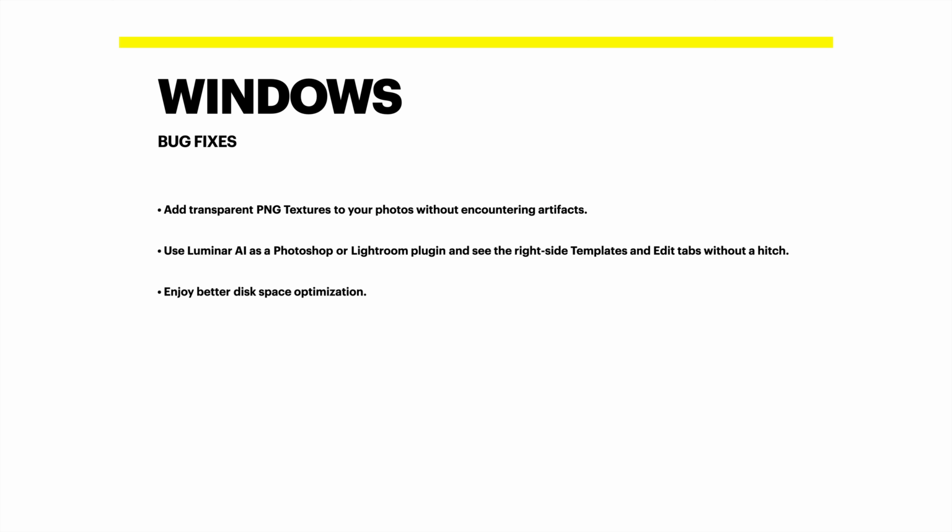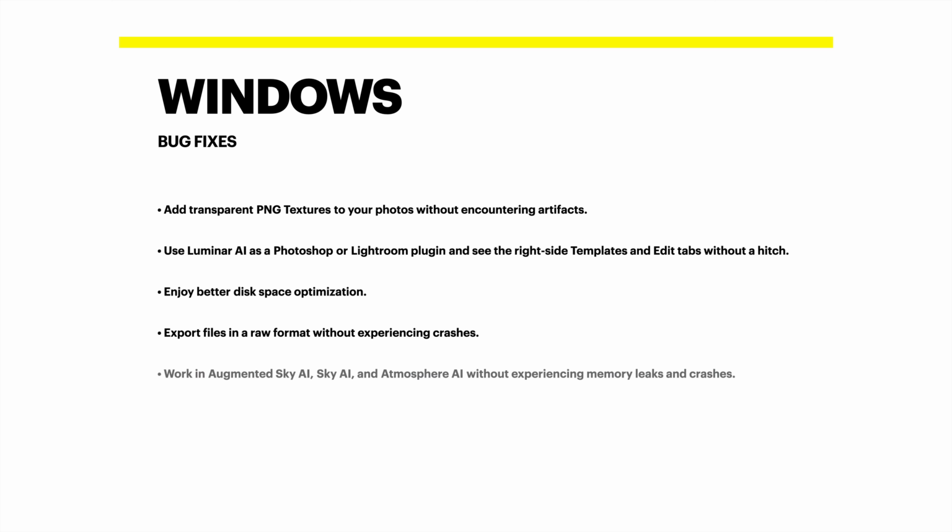Add transparent PNG textures without artifacts. That was the same thing we saw on the Mac as well. You can use Luminar AI as a Photoshop or Lightroom plugin to see the right side templates and edit tabs without a hitch. Didn't know that was a problem. Better disk space optimization. Well, that's always a good thing. Export photos in RAW format without experiencing crashes. No crashes is a good thing. Work in Augmented Sky AI and Atmosphere AI without memory leaks and crashes.